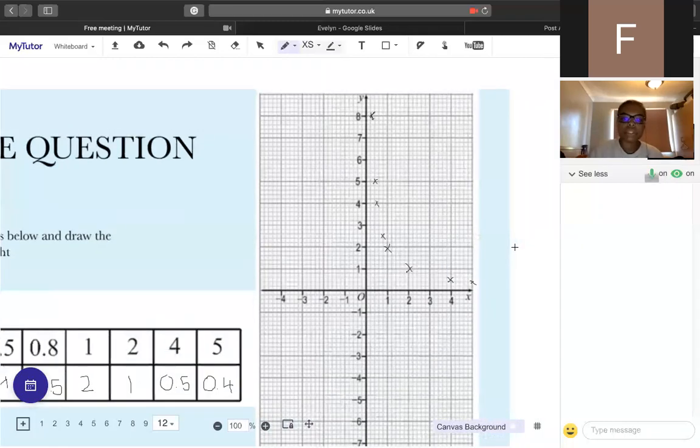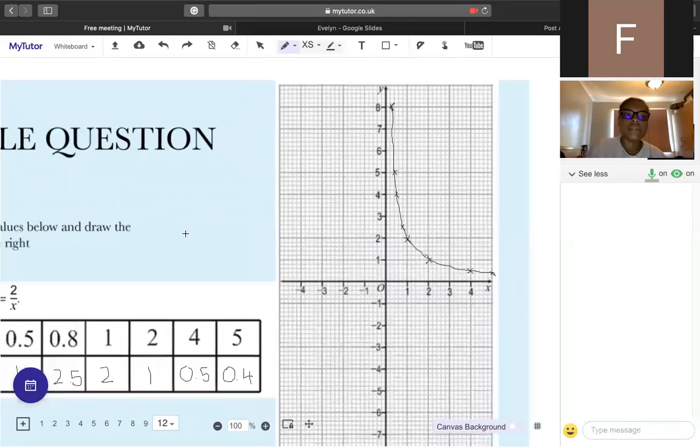So we've plotted the coordinates. The only thing left to do now is to draw a smooth curve that goes through all of the points. So we start from the first one and we try to draw as smooth a curve as possible that goes through each of these points. Like this.